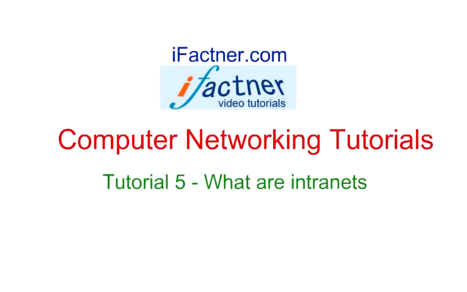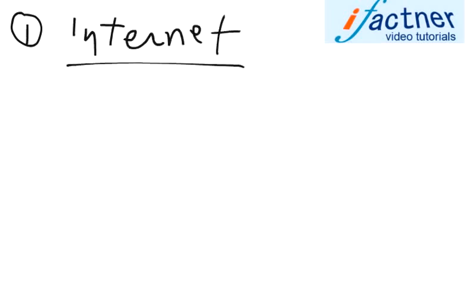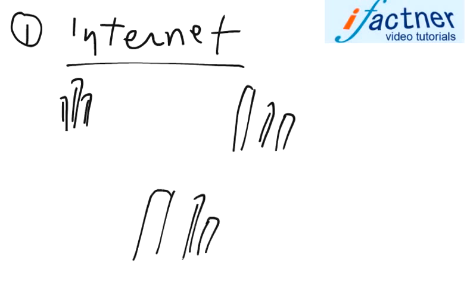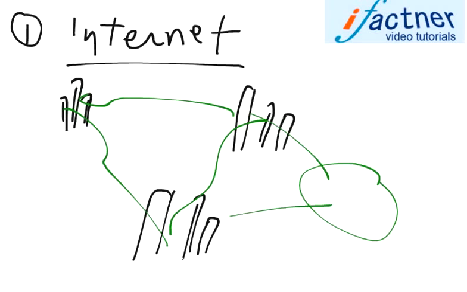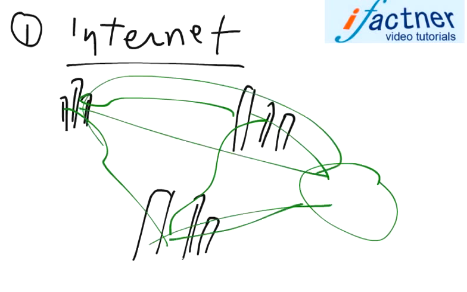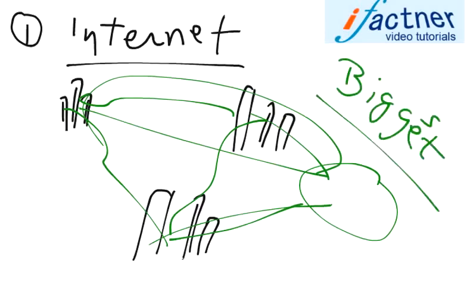This is tutorial number 5, and we will be discussing intranets. We have already discussed the internet. We have defined the internet as the network of networks. That means that all the networks, or most of the networks in the world, are connected together and they form the internet. The internet is the biggest network of the world. Or we may say that the internet is the network between organizations, and we are part of those organizations.